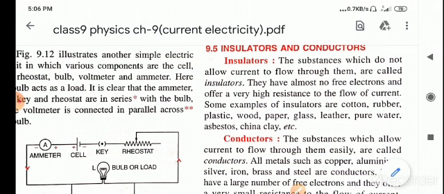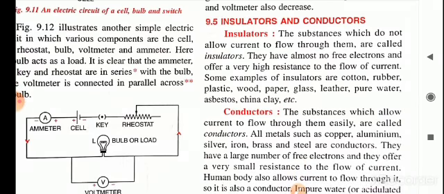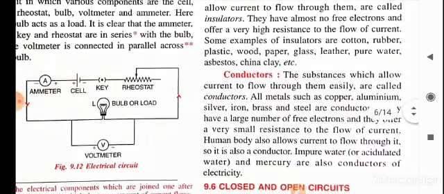Glass, ebonite, rubber, most plastics, paper, dry wood, cotton, mica, bakelite, porcelain, and dry air are all insulators because they do not allow electric charge or electricity to flow through them. In the case of a charged insulator like glass, ebonite, etc., the electric charges remain bound to them and do not move away.